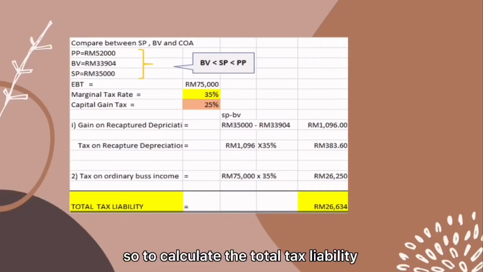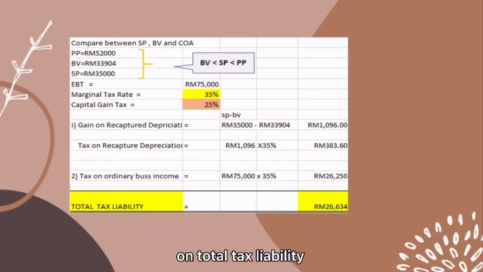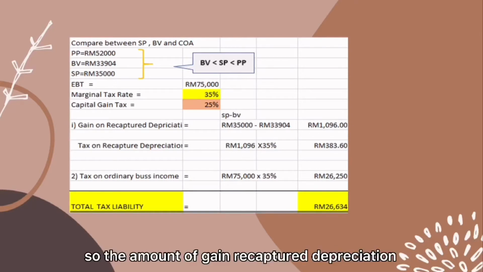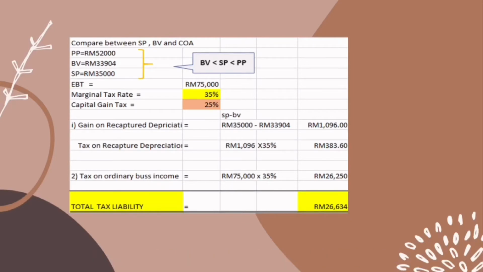So to calculate the total tax liability, there are a few steps. First, gain on recapture depreciation is selling price minus book value. So the amount is 1,096 ringgit. Next, tax on recapture depreciation. So the amount of gain on recapture depreciation is multiplied by the marginal tax rate.